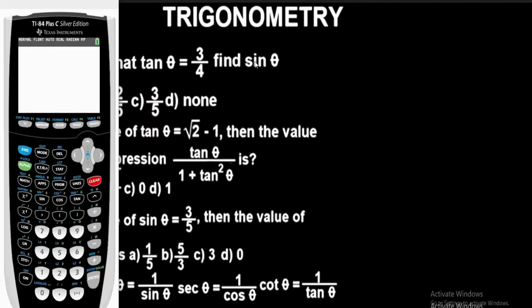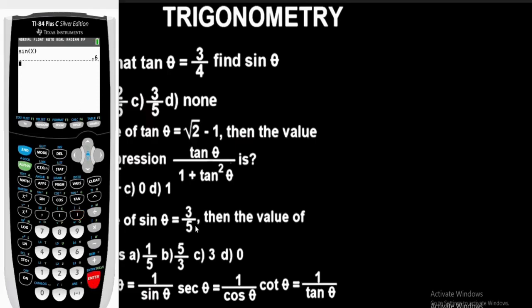Right now we are asked to find sin theta. Just input sin. Remember, theta is being replaced with x. So instead of sin theta, now we'll do sin x. Close the brackets. That's it. Press enter. So we have it to be 0.6.